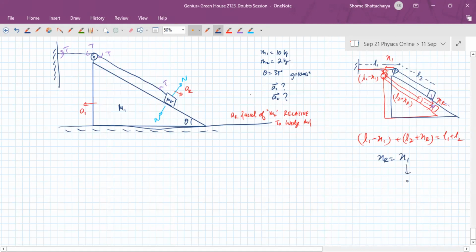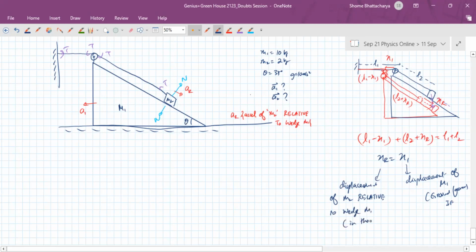This is the displacement of M1 in the ground frame, or the inertial frame, whereas this is the displacement of M2 relative to the wedge, so basically in the non-inertial frame. That's why when we double differentiate this term, we get A relative equal to A1 in magnitude. So that's our first equation actually. That's our constraint relation. Understood now?